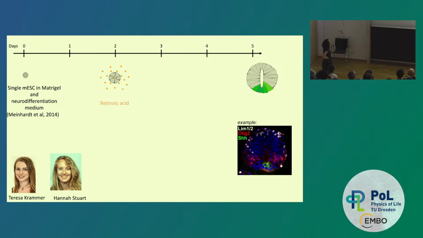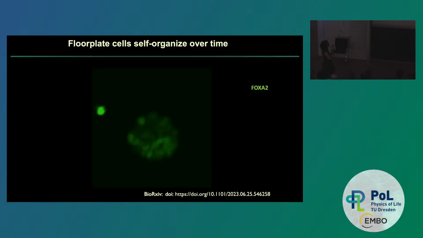And so Teresa Kramer and Hannah Stewart, who are really exceptional student and postdoc, have been working on this system to understand how a global pulse of retinoic acid induces this localized floor plate formation. And I'm not going to talk that much about it today. We just put this out on bioRxiv. They somehow misspelled my name in the preprint, but yeah, this is it.